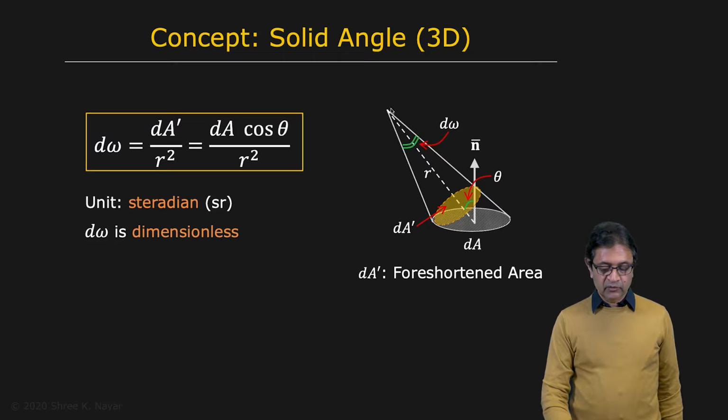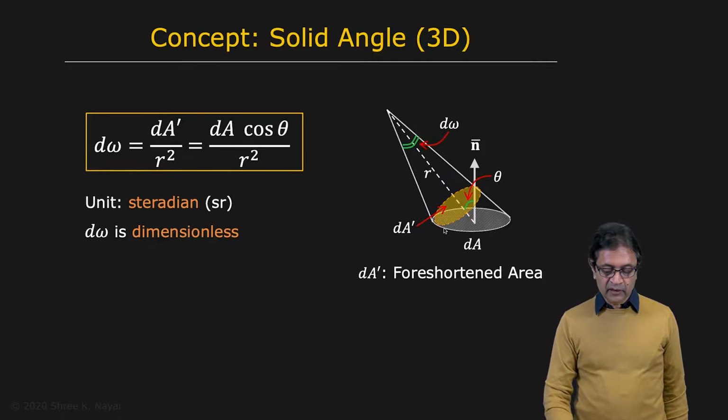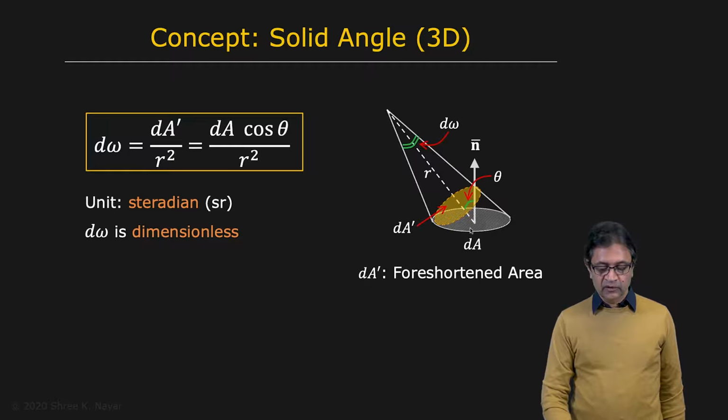So in this case, you have a point right here, and this point, let's say, is looking at this infinitesimally small area, dA, and we want to know what is the angle in 3D, called the solid angle, subtended by this area. So we take the area, and we compute what's called the foreshortened area, which is dA prime. dA prime is dA cosine theta, where theta is this angle right here. That's this area, dA prime.